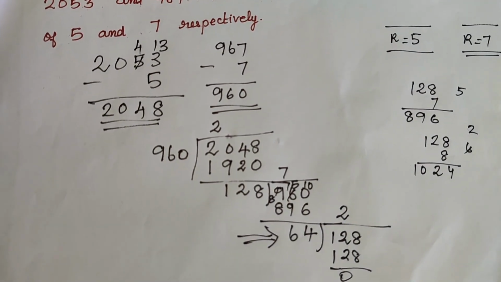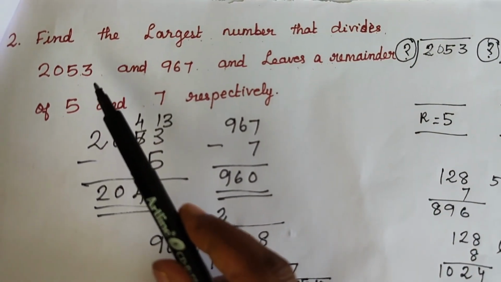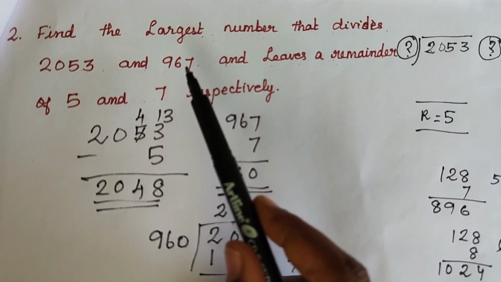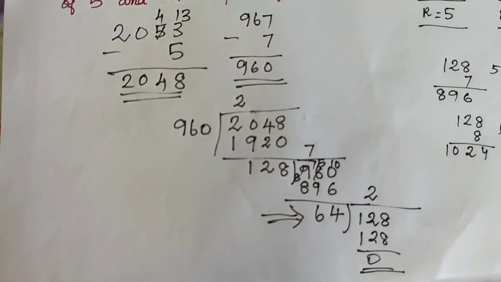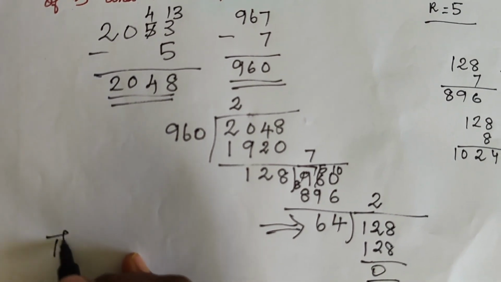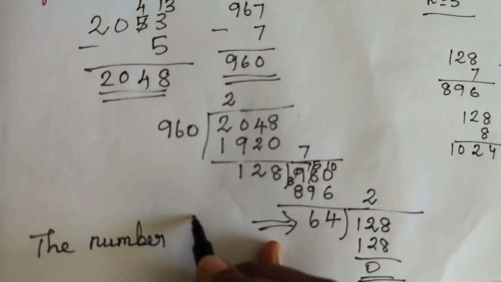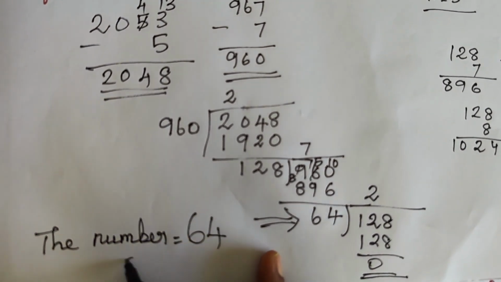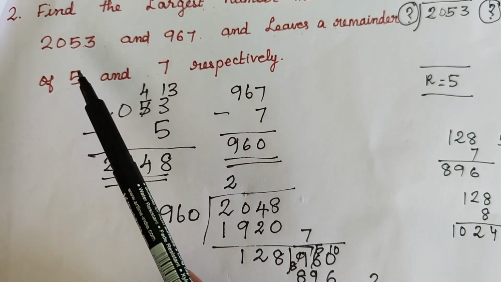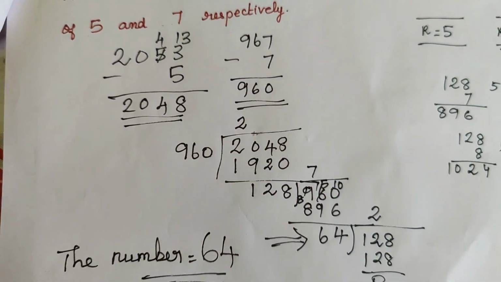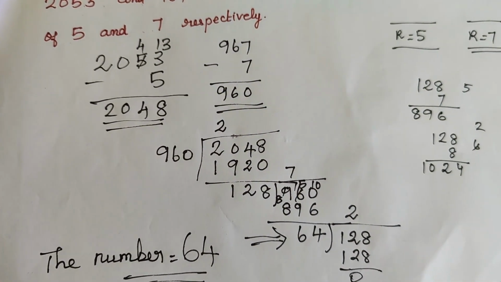So the common factor which divides 2053 and 967 and leaves remainder 5 and 7 respectively is 64. So that number is 64. Meaning 64 divides 2053 and 967 and leaves remainder 5 and 7 respectively.